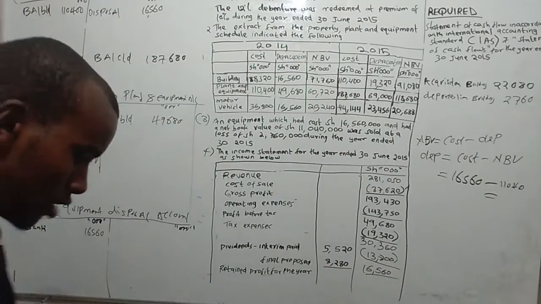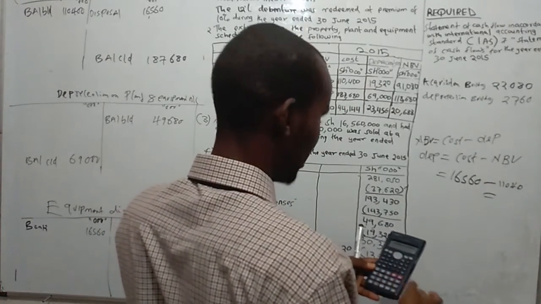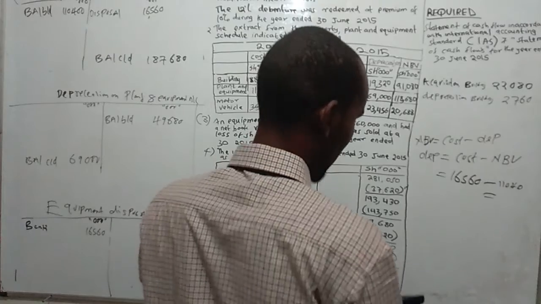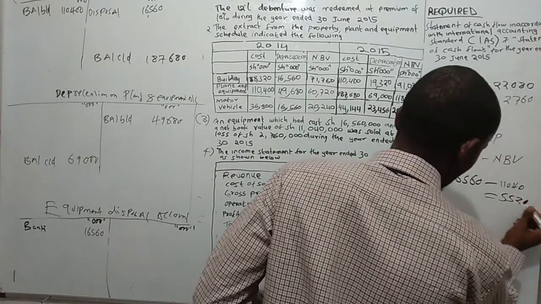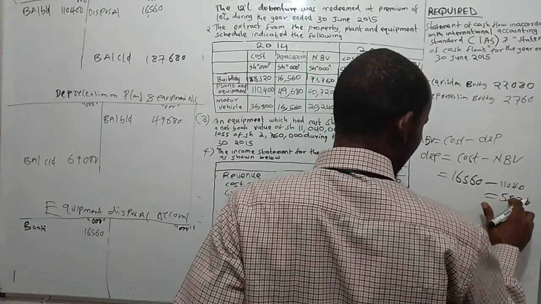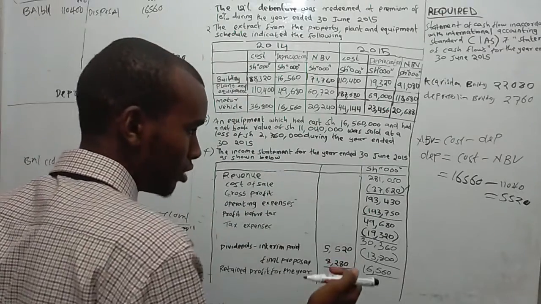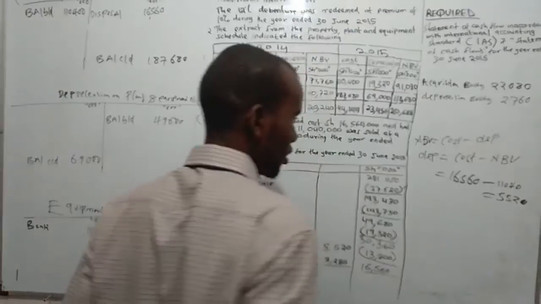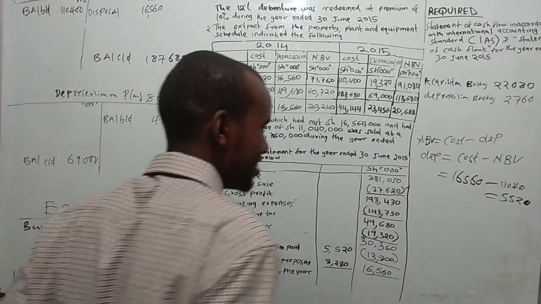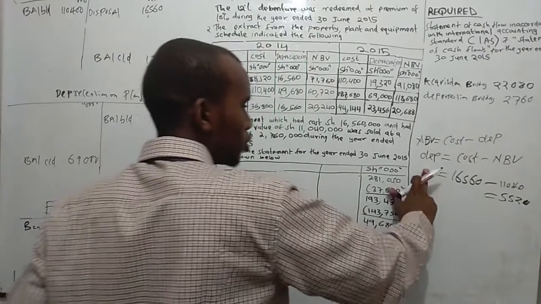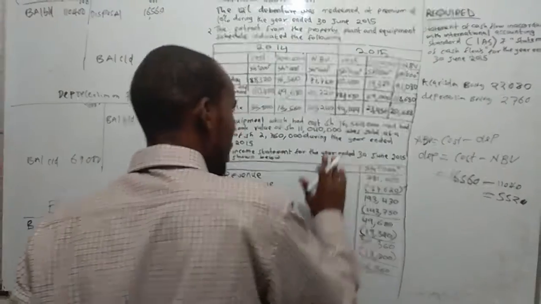So if I take the calculator, 16,560 subtract 11,040, I'm getting 5520. Now, this is the accumulated depreciation on the equipment account. Since we have been given the cost and also the NBV, we can make depreciation the subject of the formula by saying depreciation is equal to the cost minus net book value. The cost is 16,560. The net book value is 11,040.